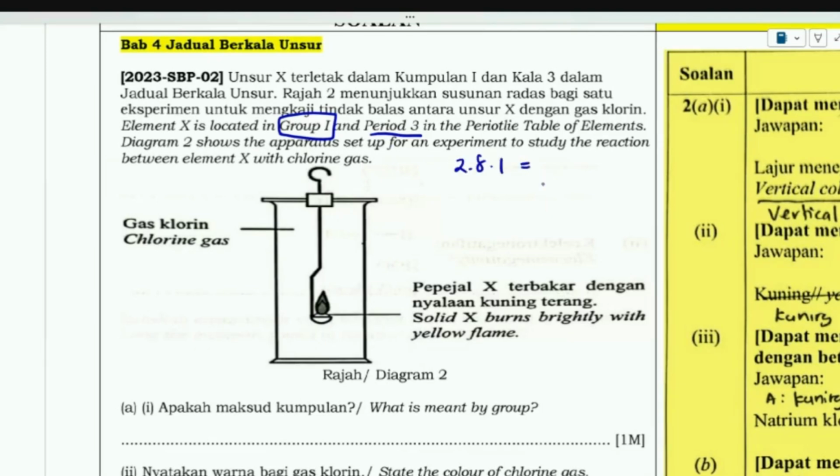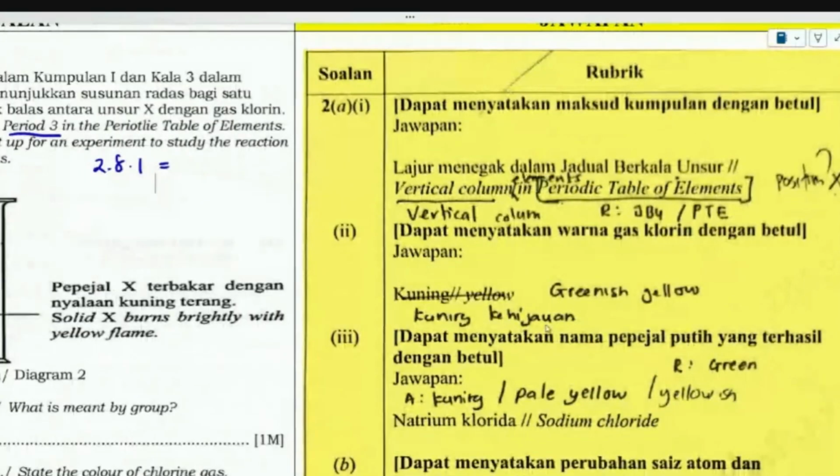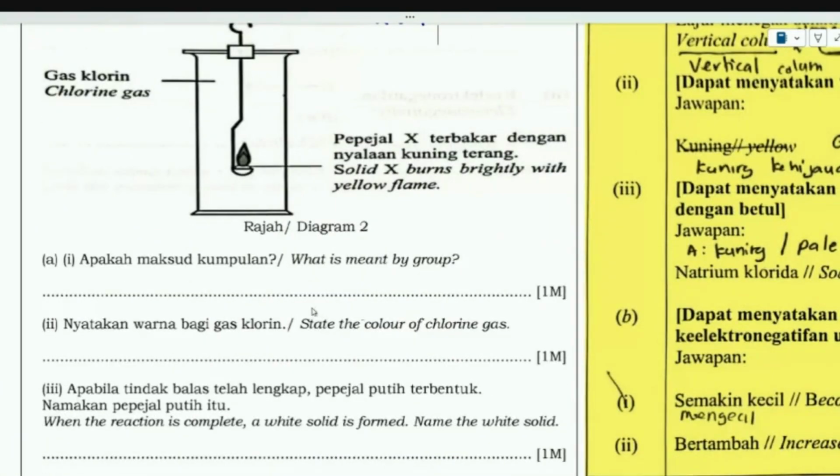Then what is meant by group? Already mentioned. It's a vertical column of elements in the periodic table of elements. Now, this one reacts with chlorine, right? Chlorine, what is the color of the gas? It's greenish yellow.